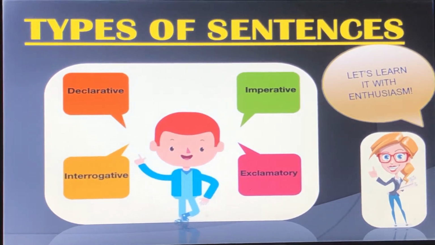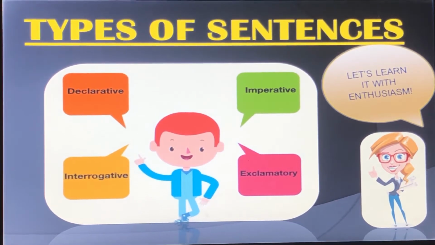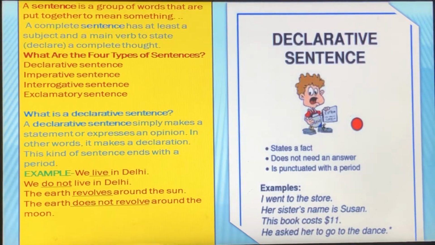Today I will teach you about the sentence. Based on meaning, a sentence may be declarative, interrogative, exclamatory and imperative. Now let's understand what declarative sentences are. Sentences that make statements or assert something are called declarative or assertive sentences.